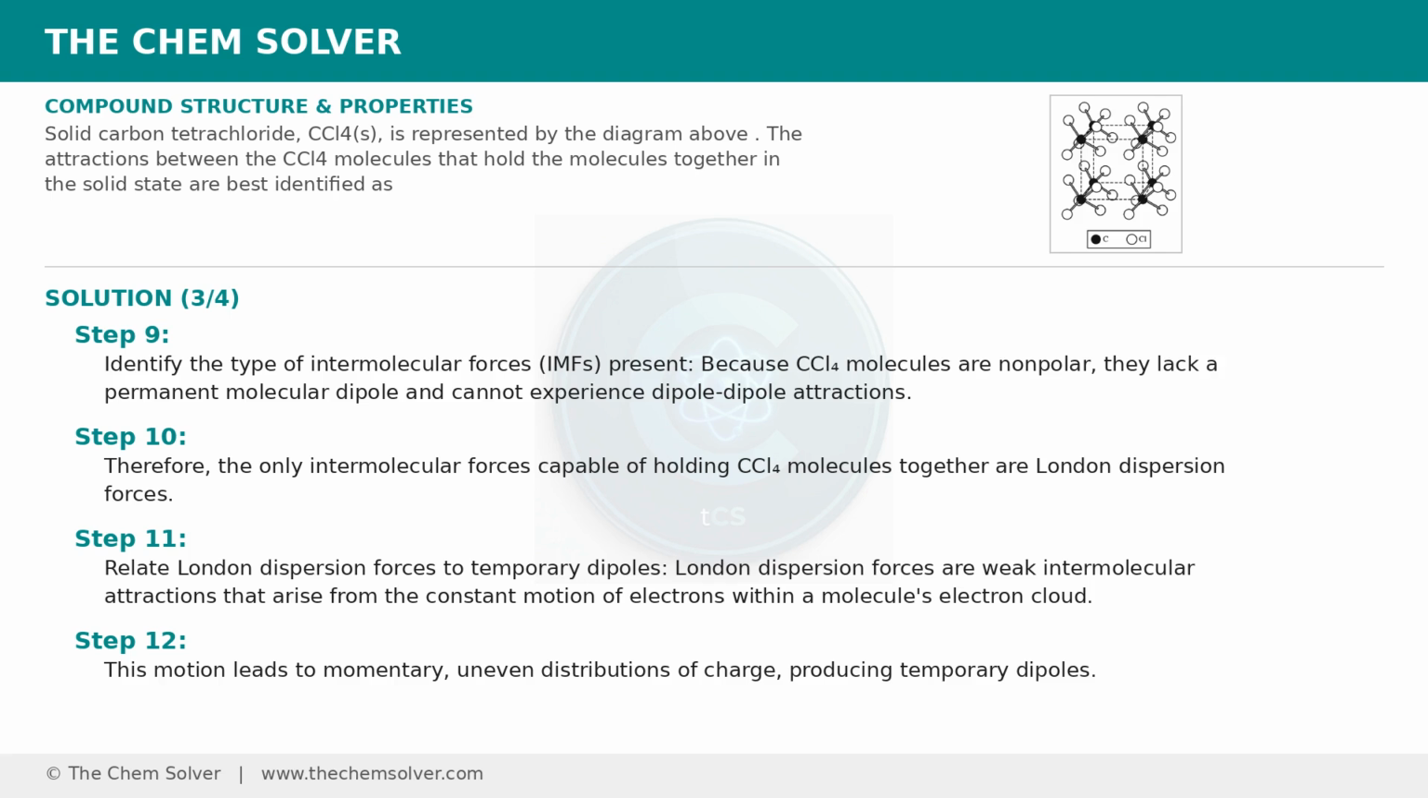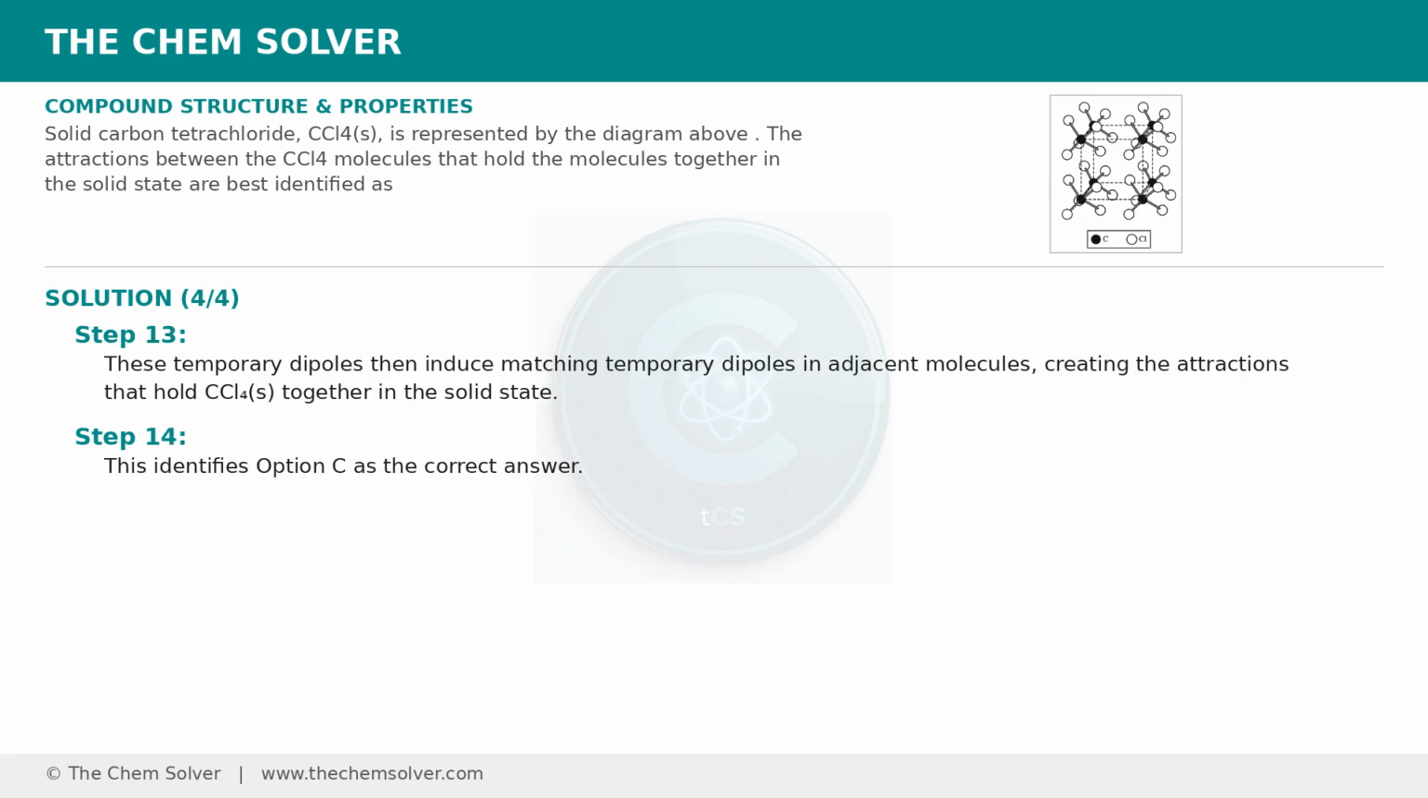Relate London dispersion forces to temporary dipoles. London dispersion forces are weak intermolecular attractions that arise from the constant motion of electrons within a molecule's electron cloud. This motion leads to momentary, uneven distributions of charge, producing temporary dipoles. These temporary dipoles then induce matching temporary dipoles in adjacent molecules, creating the attractions that hold CCl4 together in the solid state. This identifies option C as the correct answer.